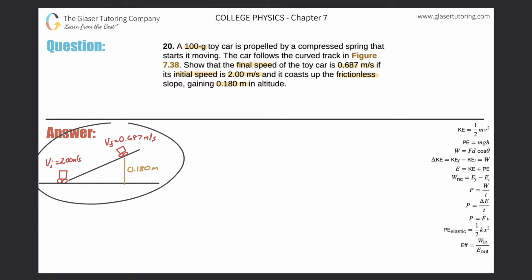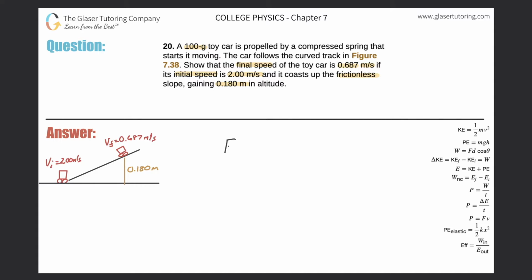All right, so I have a picture over here, and its initial velocity is 2. Its final velocity once it gets up this hill is 0.687 meters per second, and it rises 0.18 meters in altitude. So we have to confirm that this is indeed the final velocity. We want to think about this problem from an energy perspective. There is conservation of energy in this problem because it's frictionless. So whatever is kinetic initially may be converted or taken away by potential or whatever the case is.